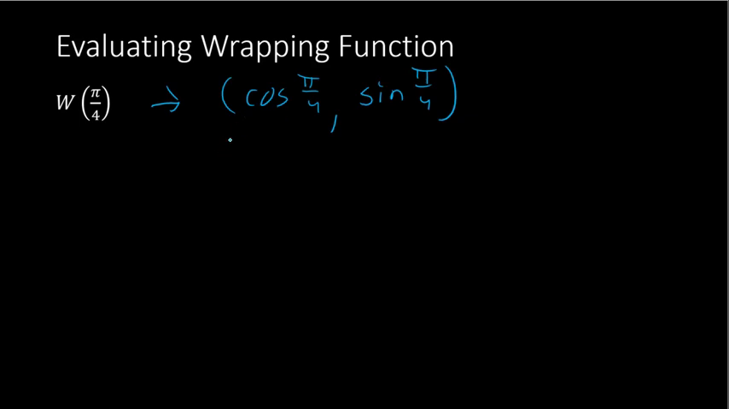And you should have that memorized. Cosine of pi over 4 is the square root of 2 over 2. And also the sine is the same thing, the square root of 2 over 2. So your solution to this would be the point square root of 2 over 2, comma, the square root of 2 over 2.